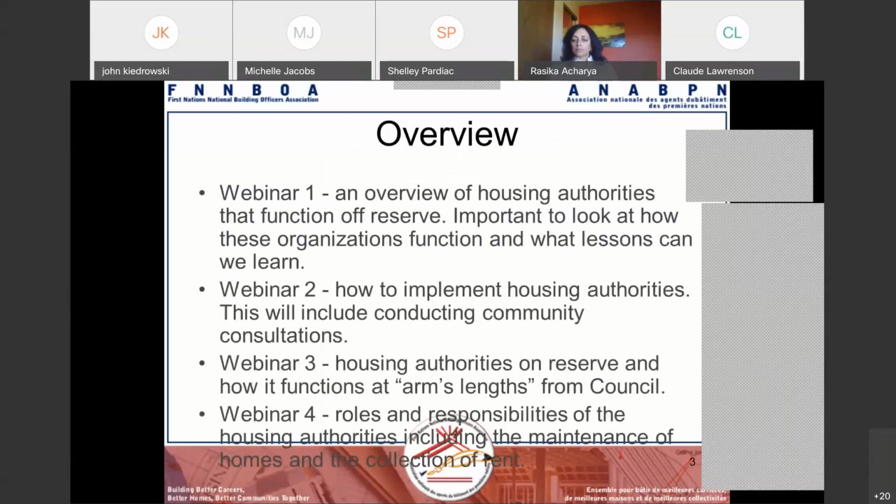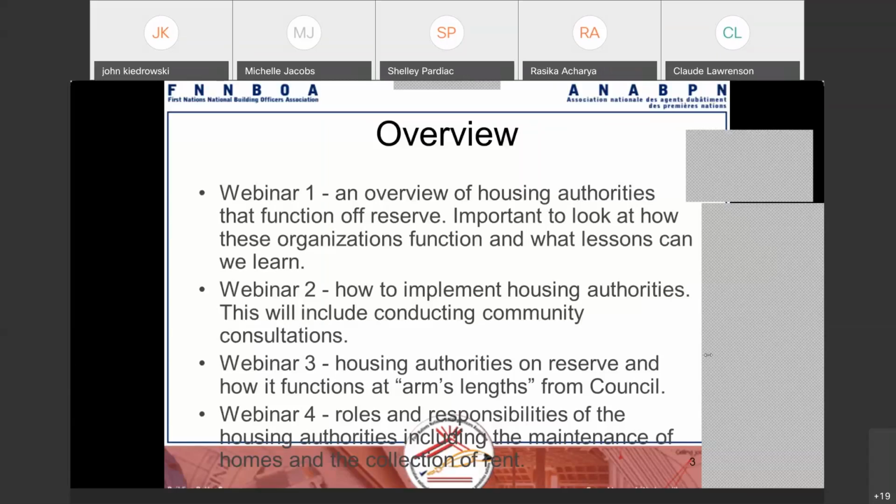So for the webinar I have 4 areas. One is an overview of housing authorities, how they function off reserve. We're looking at how organizations off reserve function in terms of housing authorities, housing corporations, and how we can learn from those from a First Nations perspective. The second one is how to implement housing authorities. That includes conducting community consultations and moving these through, incrementally, through the communities, through the councils.